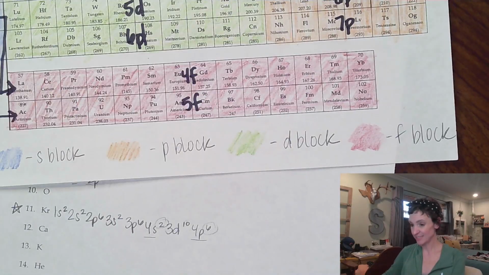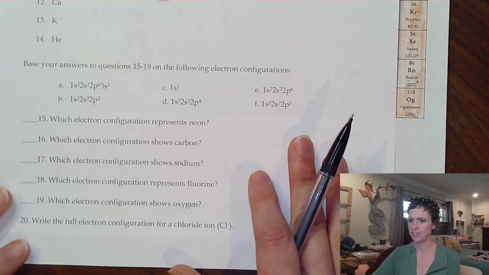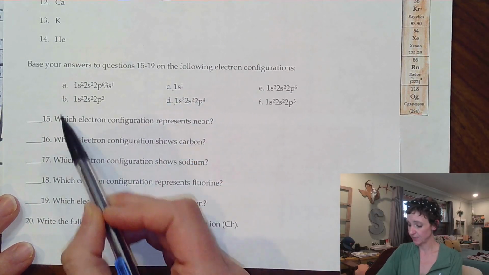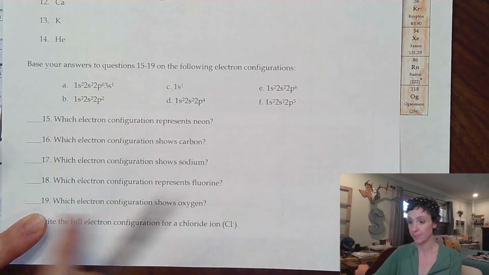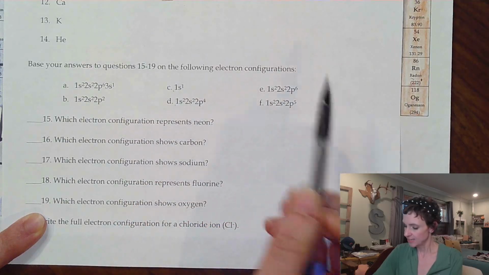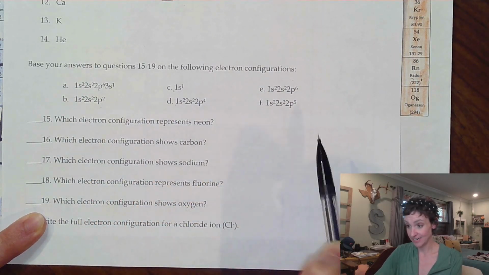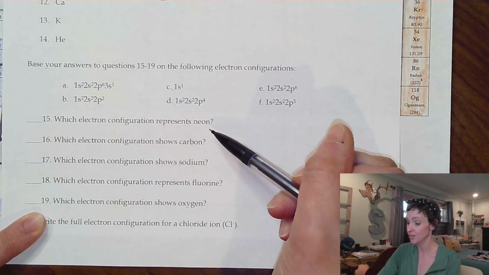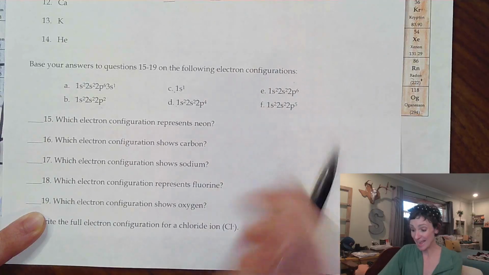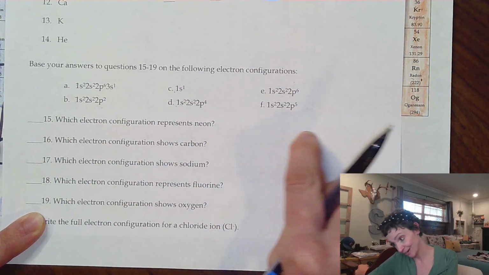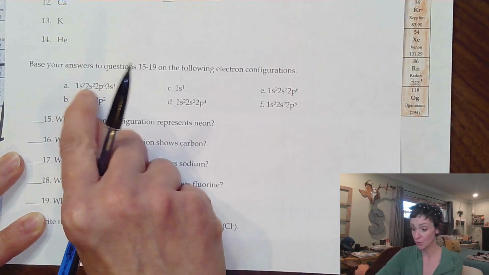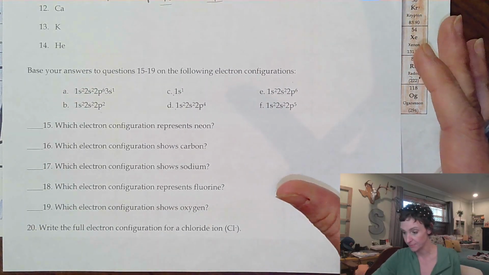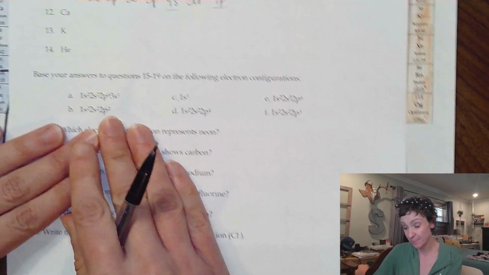Okay, I want to bounce down into this section right here. I've given you some answer choices, and it says, base your answers for questions 15 through 19. So 20 is a separate question, and that is one I also want to do here in a second. On the following configurations that I've listed here, you have a couple of ways to do this. Each question says, which configuration above shows a different element? So you can get to the question and write the configuration and see which one it maps to, or you can look at the configuration and find it on your periodic table to see what element that would represent.